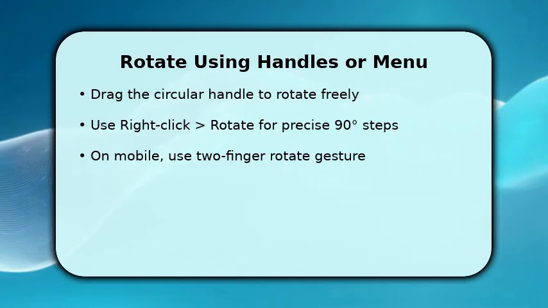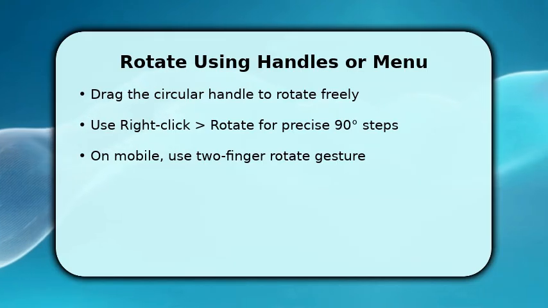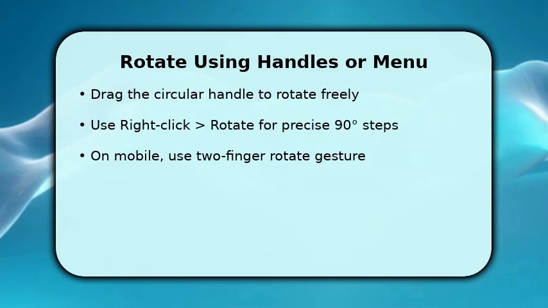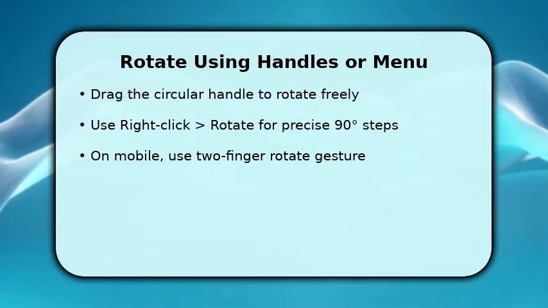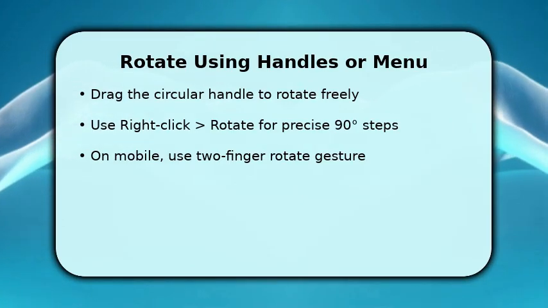Repeat as needed. If you need exact angles, rotate roughly, then use layout guides or grid lines to fine-tune. On mobile, use a two-finger rotate gesture to turn the image while watching alignment with surrounding content.